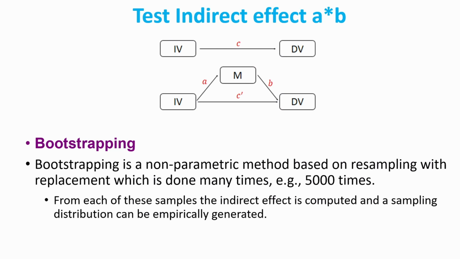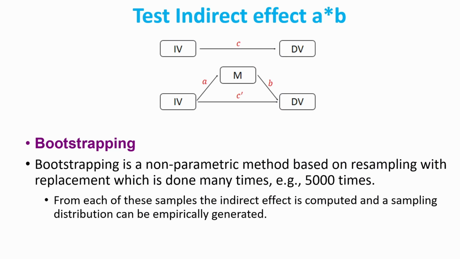Bootstrapping is a non-parametric method based on resampling the data with replacement. And you do it many times. Typically, we do it 5,000 times. And then you have 5,000 data points of the indirect effect. Then you can use these 5,000 data points as a way to calculate the confidence interval.